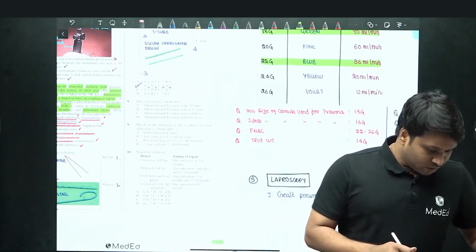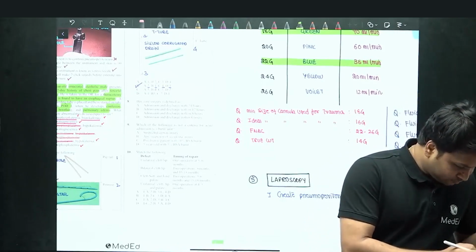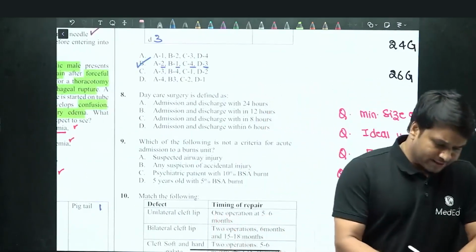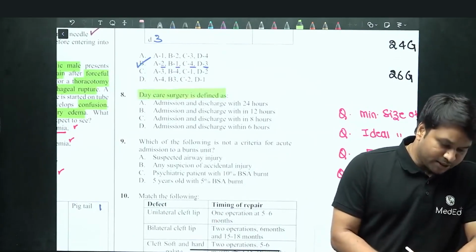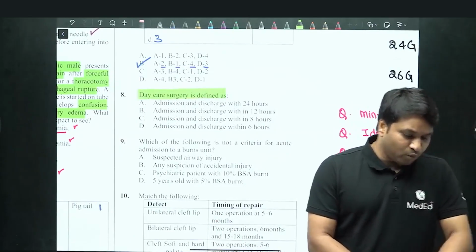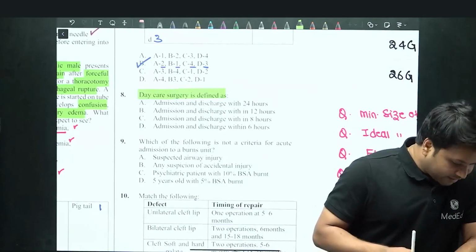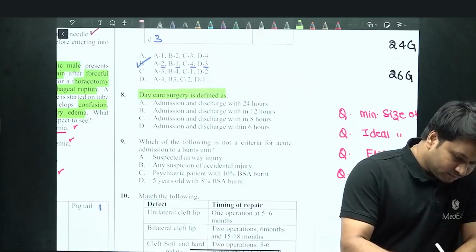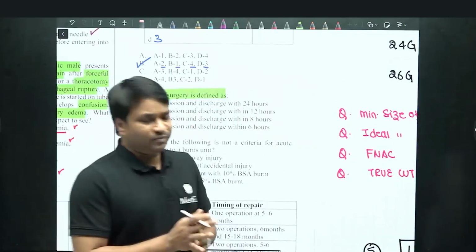Chalo. So let's talk about question number 8. Question 8 is a straightforward question. It says daycare surgery is defined as admission and discharge in 24 hours, admission and discharge in 12 hours, admission and discharge within 8 hours, admission and discharge within 6 hours. Any active takers? Daycare surgery, A, B, C, D.